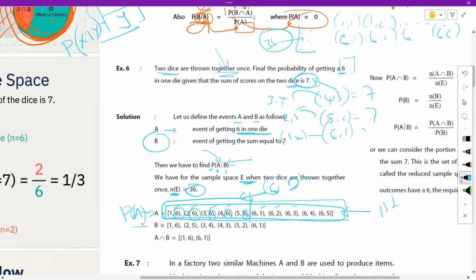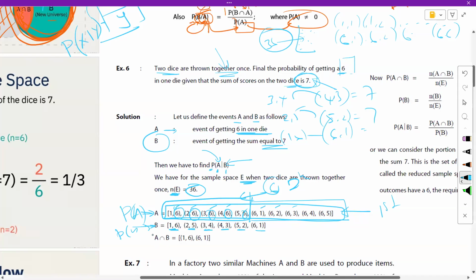And we define the event B, the event of getting sum equal to 7. Here we get 7. 1 plus 6, 7. 2 plus 5, 7. 3, 4, 7. 4, 3, 7. 5, 2, 7. So this is the probability of B. So these are the sample space of B. This is the sample space of A.